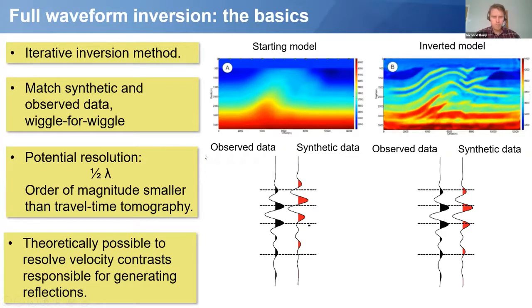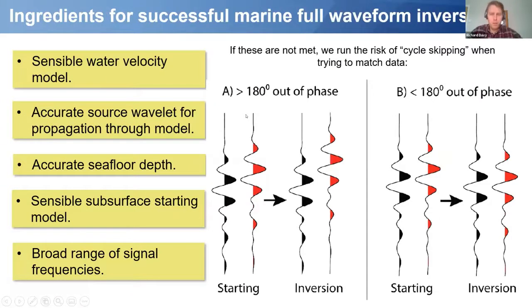Next slide. So the ingredients for a successful marine full waveform inversion are listed on the left here. So we need a sensible water velocity model. And typically in travel time tomography, you can get away with a constant velocity, which is normally around, say, 1500 meters a second or thereabouts. However, in full waveform, we actually need to use XBT data to get a very accurate change through the sea, the water column.